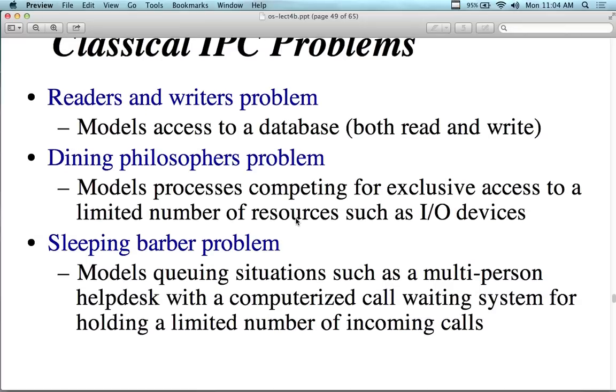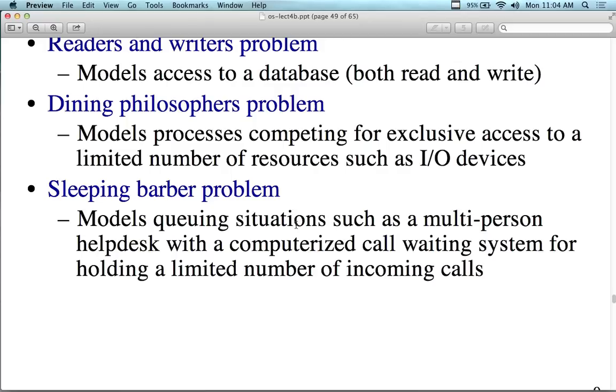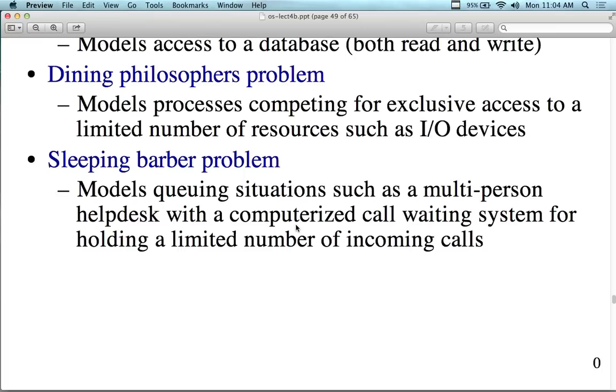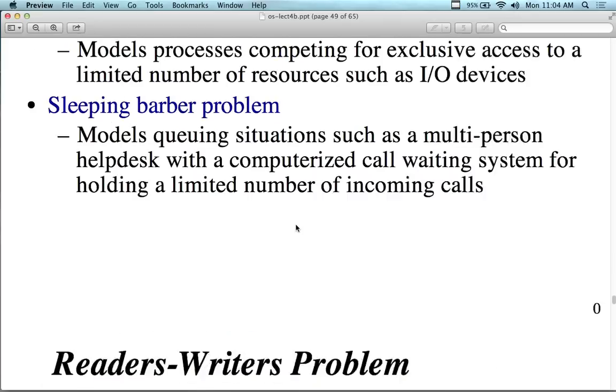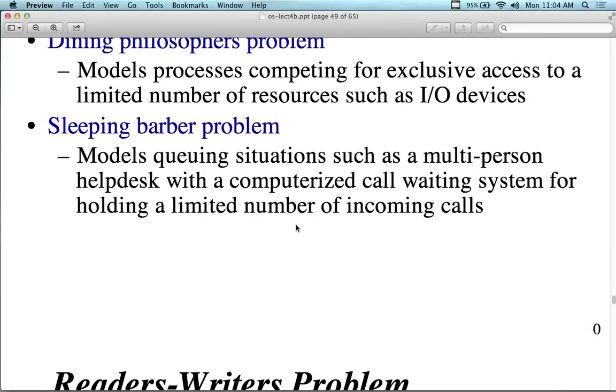Sleeping barber is more of a queue kind of thing, with multiple people asking help desk questions, and computerized call waiting systems, incoming calls and routing scenarios are sleeping barber situations.